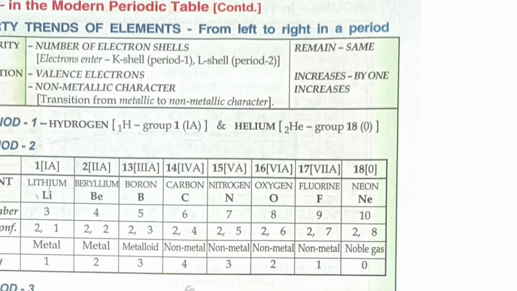In the case of boron, atomic number 5, electronic configuration 2, 3, so the valency of boron is 3. Then carbon, 2, 4, so valency is 4. So till carbon, valency is increased.